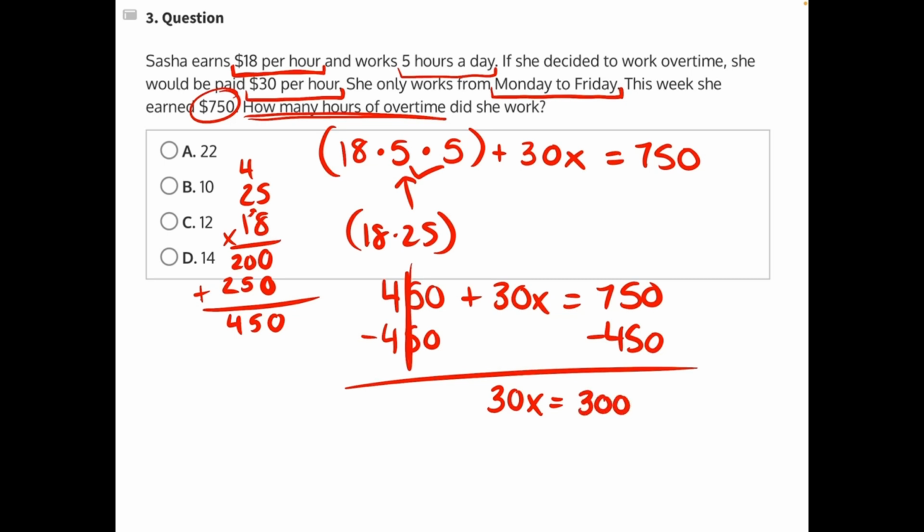Then our final step, 30 is being multiplied to x, so we need to do the opposite and divide both sides by 30. These 30's will cancel, leaving us with x equals, you can cross out zeros, 30 divided by 3 is 10, making B our correct answer.